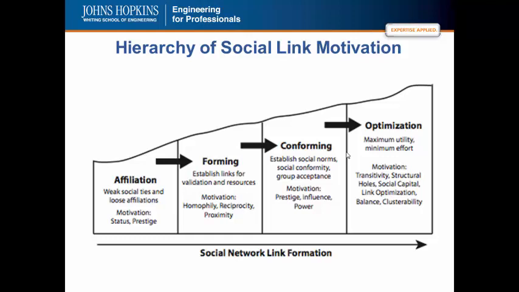So the hierarchy of social link motivation basically goes through these 4 stages of affiliation. Affiliation is where we initially form weak social ties and loose affiliations with an organization. The motivation is identity reinforcement, status, maybe prestige, or maybe some other kind of value, like we want to look for a job or find somebody to enjoy a hobby with us. As we then establish social links in forming, we validate those relationships, the resources we're gaining from this group, and the motivation becomes homophily, reciprocity, and proximity. We then move to a conforming stage where we establish social norms, social conformity, group acceptance, and our motivation is prestige, influence, and power. We finally move to the optimization stage where we're maximizing our utility and minimizing our effort in those social relationships, and our motivations now are more complex social phenomena such as transitivity, structural holes, social capital, link optimization, balance, and clusterability.